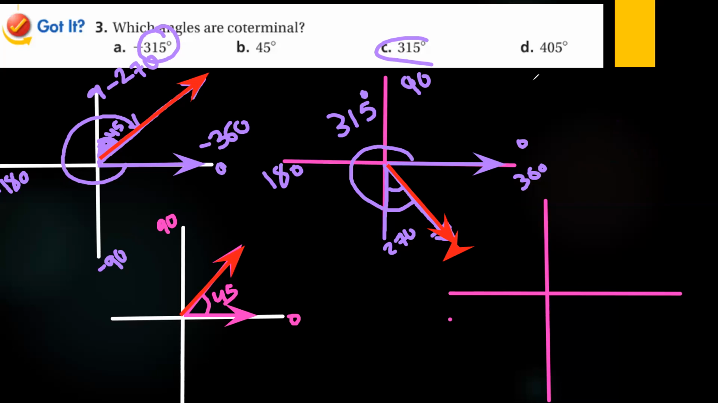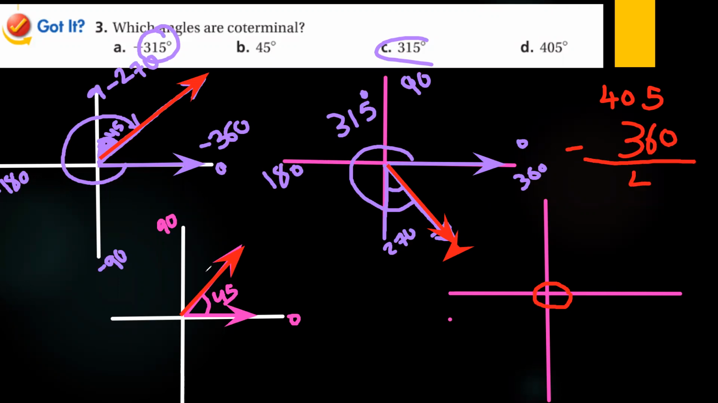405, that means, as you see now, it's greater than 360. So I should rotate. I'll make the first rotation. Then after I stop at 360, I have to continue. Where should my angle rotate? Since I am greater than 360, I should subtract 360 from 405.